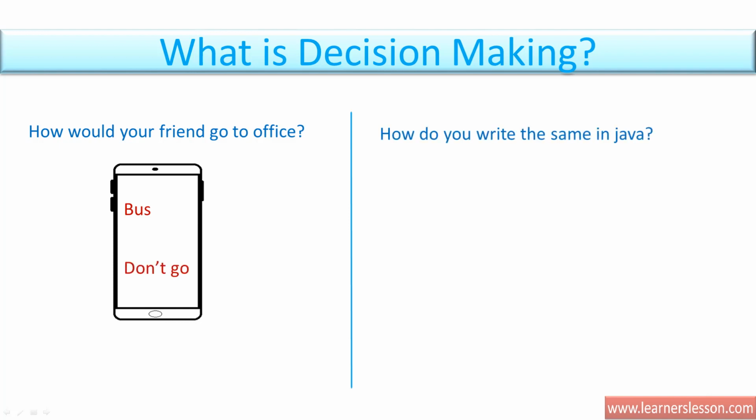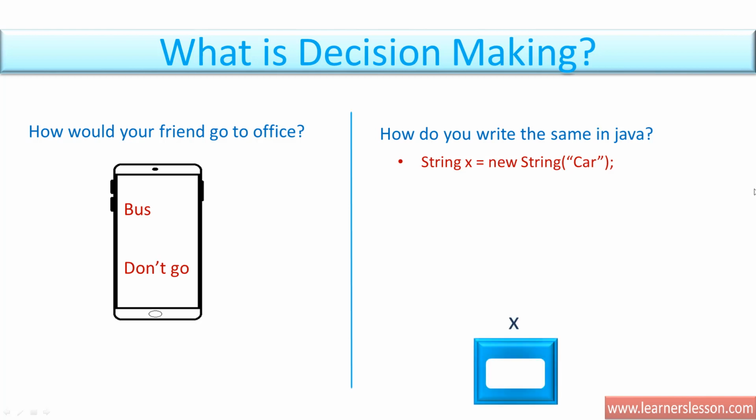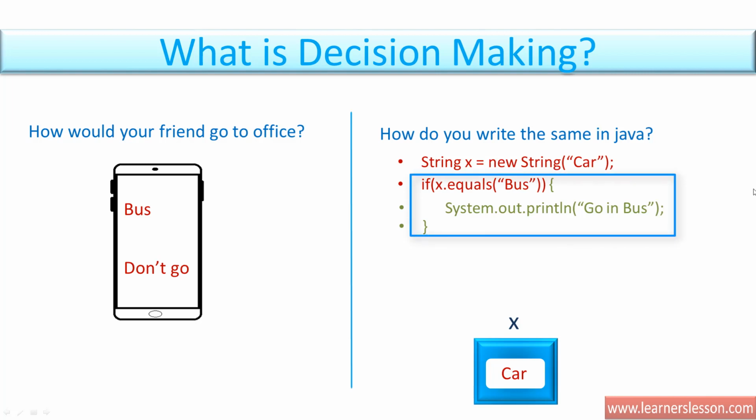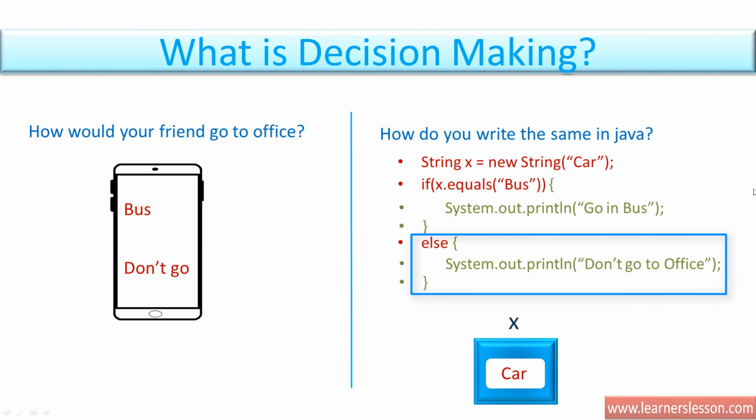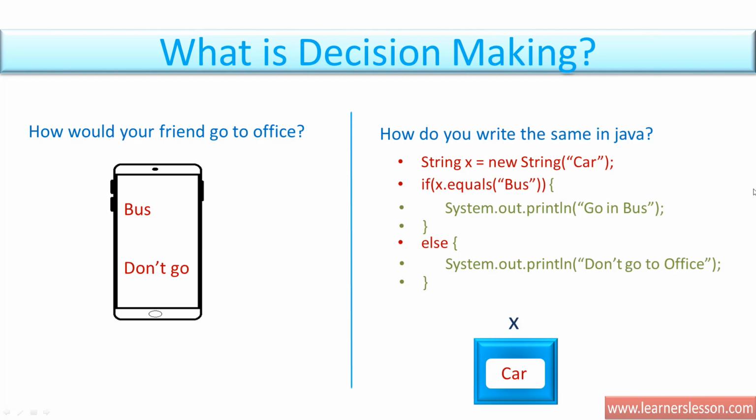Now, how does he write the same in Java? Whenever he sees a car coming in, he creates a String type variable called x and assigns car to it. Then he writes the if statement that if the value is equal to bus, I'll go in a bus, else I'll not go to the office. And what is the meaning of this statement again? In Java, we have created a String type variable called x and we have assigned car to it. Now, if whatever value is there inside x is equal to bus, then we'll go in a bus, else don't go to the office.